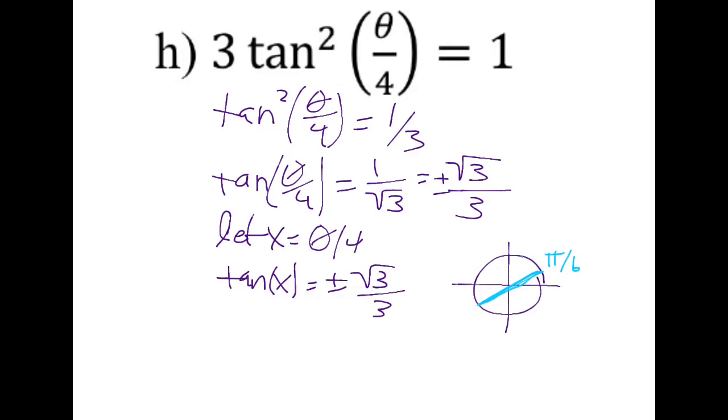And equivalently, it corresponds to 7 pi over 6. That's the same line. They have the same slope. Therefore, both of those values will give us a positive root 3 over 3. And then we need the corresponding negative values as well. But again, it's coming down to symmetry. And it's going to be these two values as well, 5 pi over 6 and 11 pi over 6. But we have a problem. Those are the x values that give us root 3 over 3, and we need the theta values.